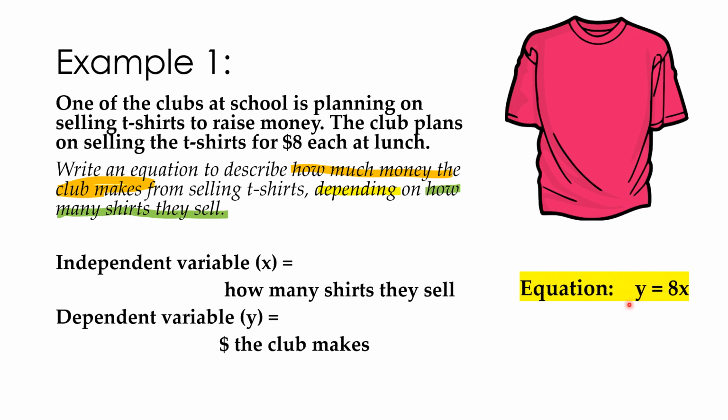So y, the money that the club makes, is going to be equal to $8 times the number of shirts that they sell, right? So if they sell one t-shirt, 8 times 1, they're going to make $8. If they sell 2 t-shirts, 8 times 2, they're going to make $16. So we can keep plugging in numbers, inputs for x, to figure out how much money the club actually makes.